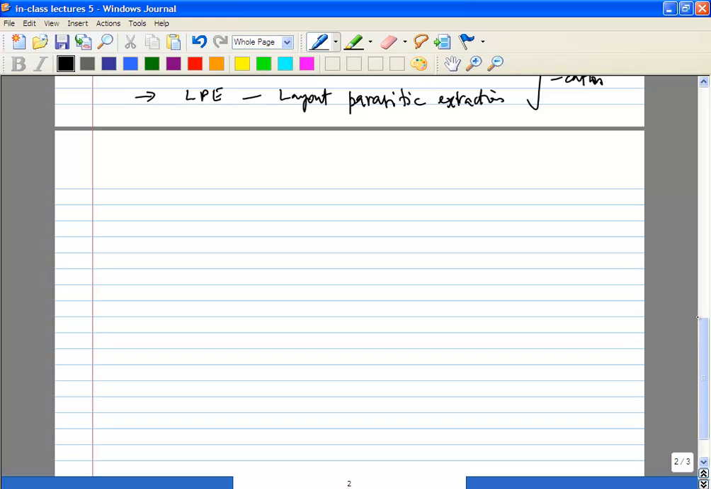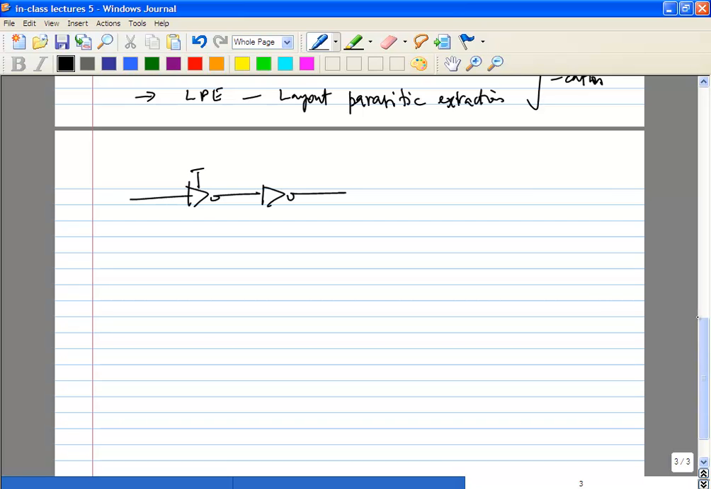So this is typically done on the layout. A typical example: in the schematic, let's say you have an inverter driving another inverter. You probably have ideal VDDs, grounds, and so on. Whereas in the layout, this is the input, and what you actually have is more like something like this.